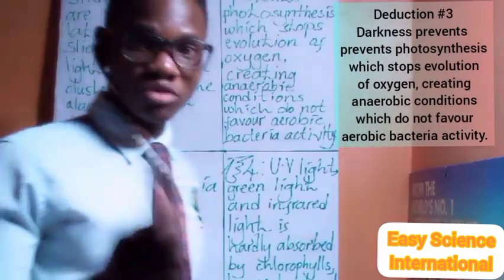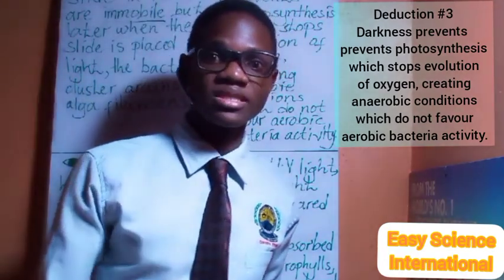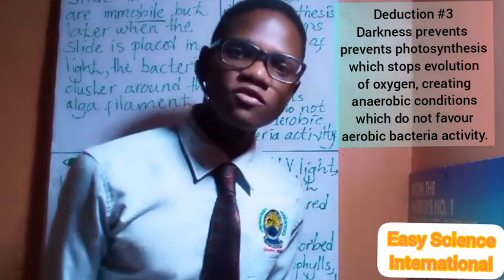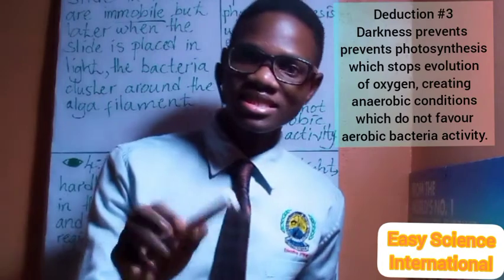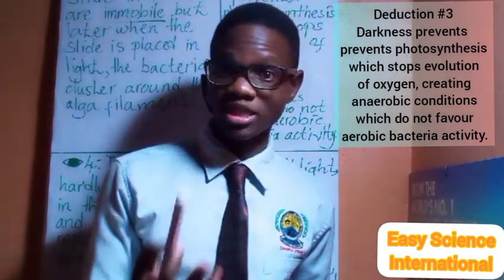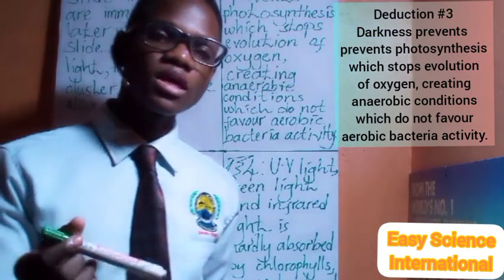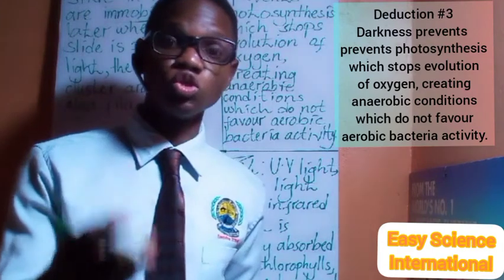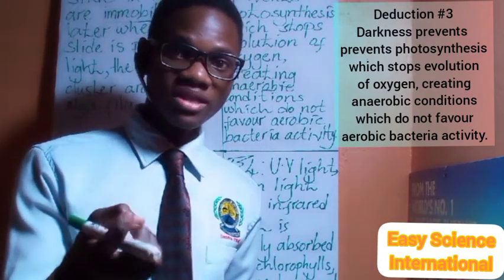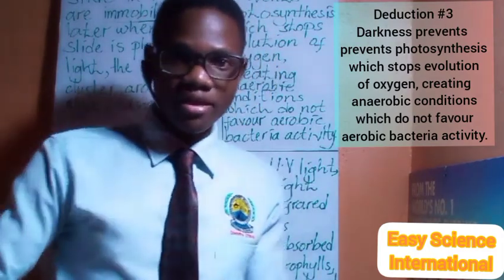Darkness prevents the process of photosynthesis because we've seen that for photosynthesis to take place, there must be light. So, preventing the process of photosynthesis implies that even the byproduct of this process is not produced, and that is oxygen. Motile bacteria being attracted to oxygen concentrations means that they won't be attracted to anywhere, so they remain immobile.